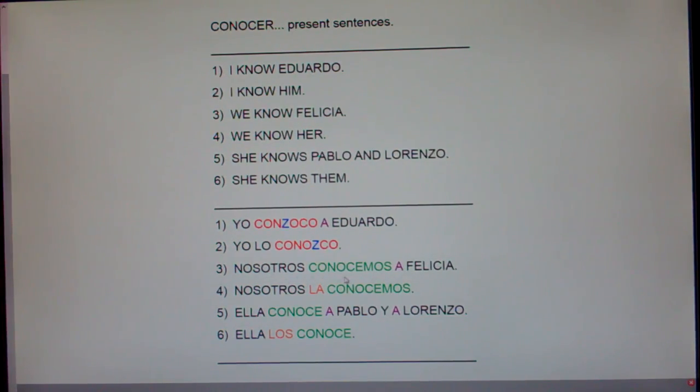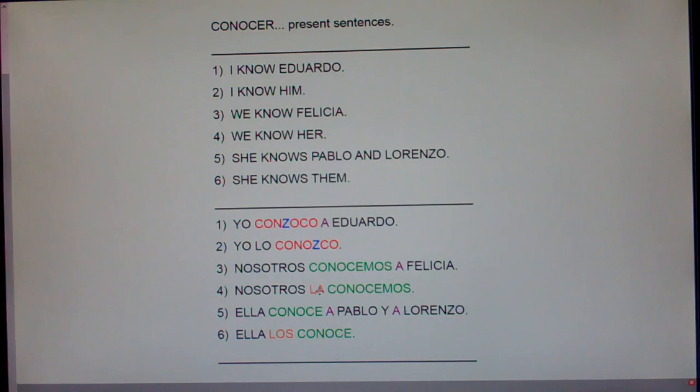Number 3, we know Felicia. Felicia is a person, we're people, so we know personal A, Felicia. You need a personal A. But now look at number 4. If I say we know her, remember, you don't need a personal A with Lola. Everybody, you don't need a personal A with Lola. Anytime a sentence has a direct object pronoun, him, her, or them, you do not need a personal A.